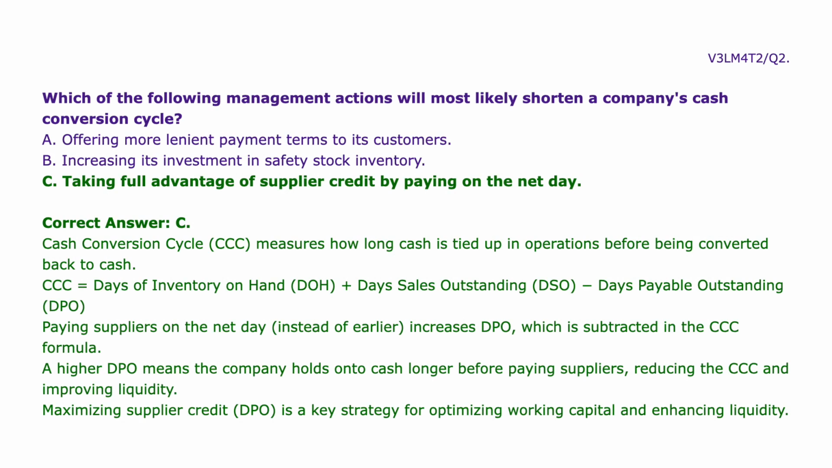Days payable outstanding, DPO, is a subtracted variable in the CCC equation. Paying on the net day rather than early increases DPO, which mathematically shortens the conversion cycle and allows the firm to retain cash longer.